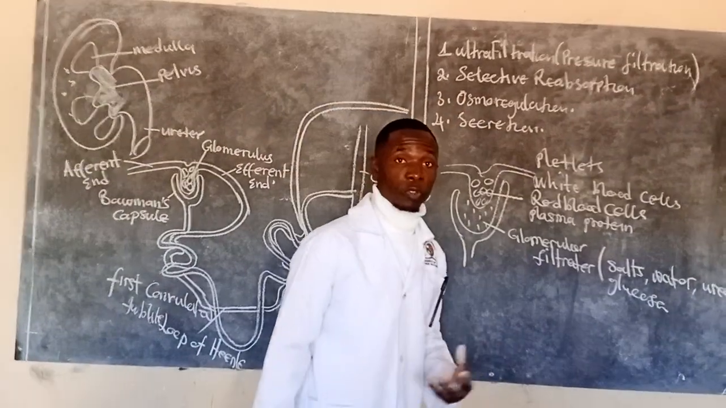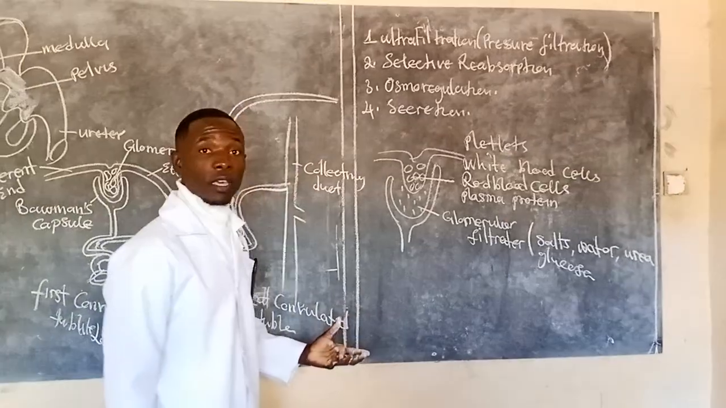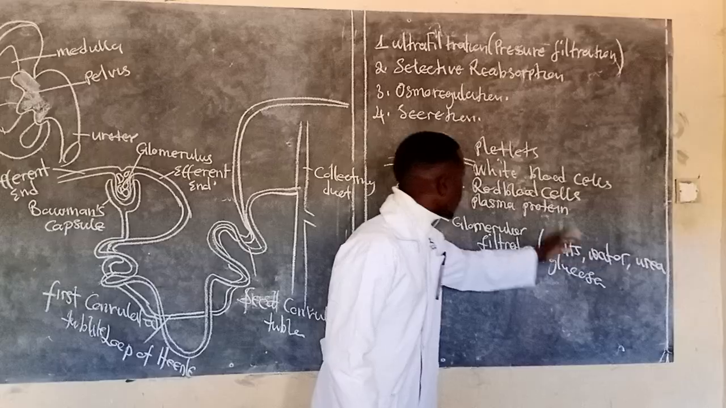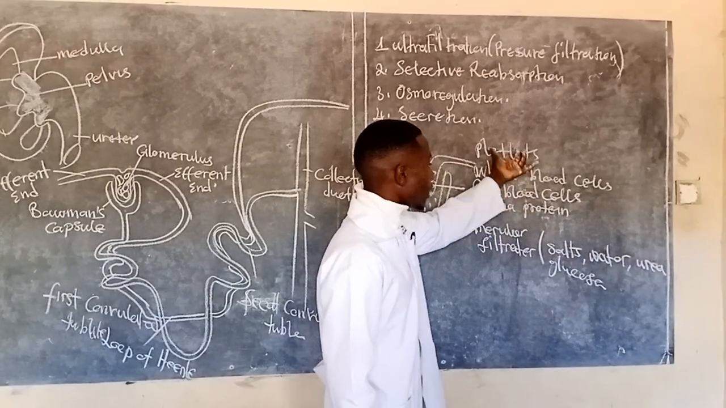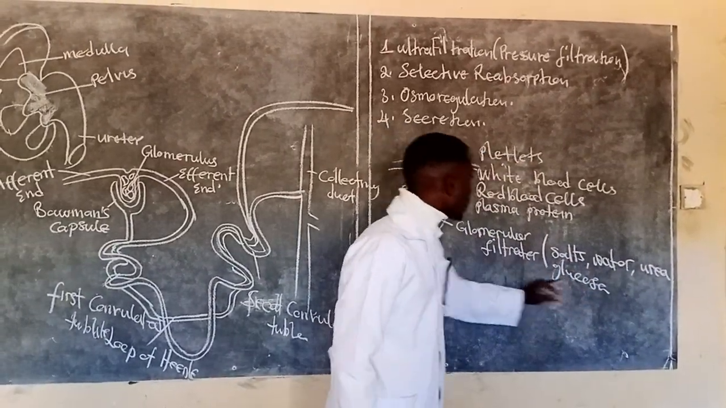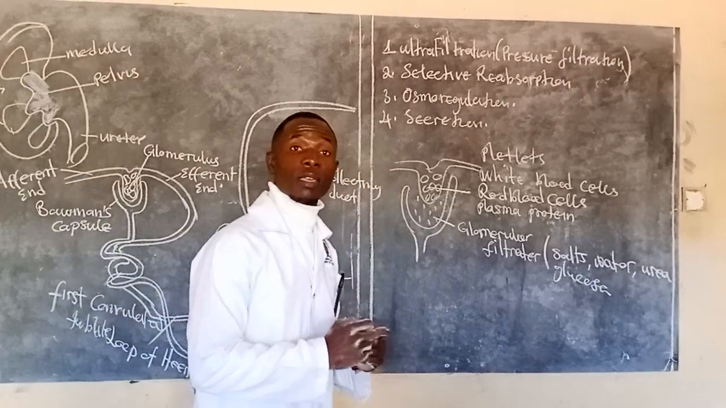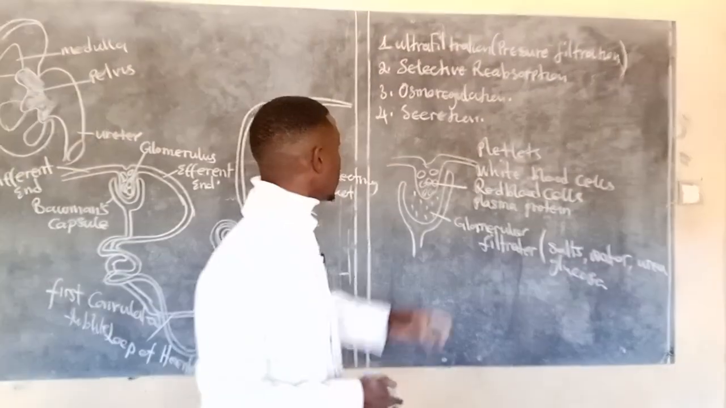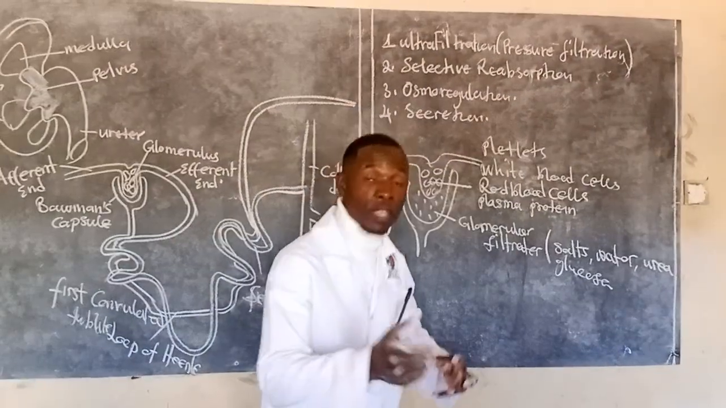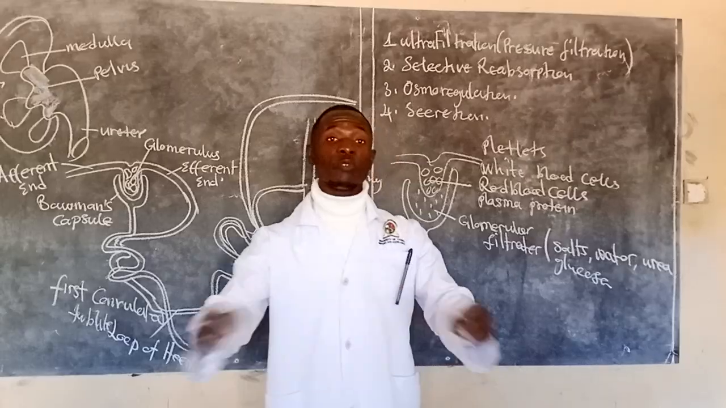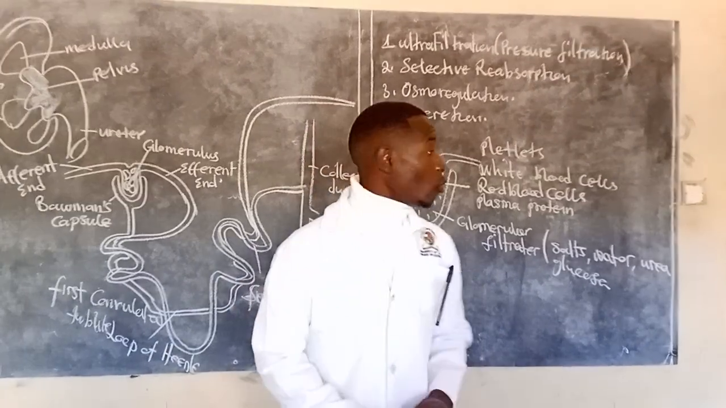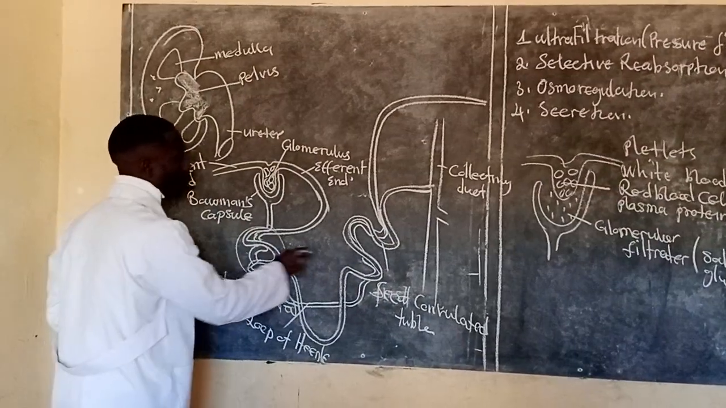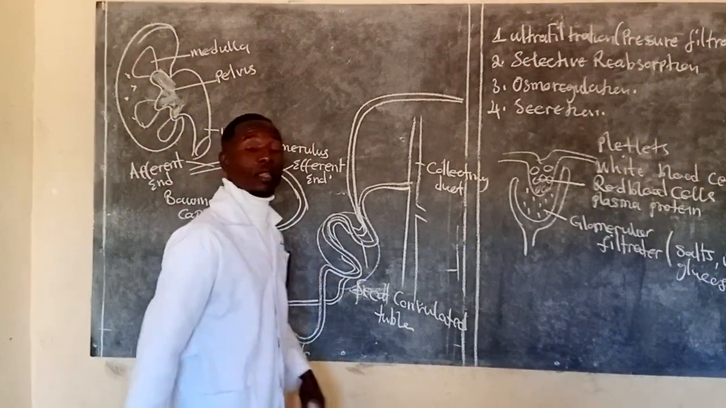Now, what is selective reabsorption? Each of these substances here have been filtered, and these have been trapped. We are saying these smaller ones now have to be used. So how are they used? Number one, we need to look at selective reabsorption. These substances will be reabsorbed. They occur in the convoluted tubule.